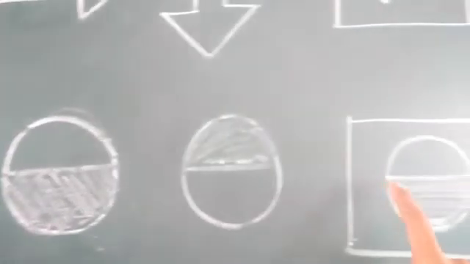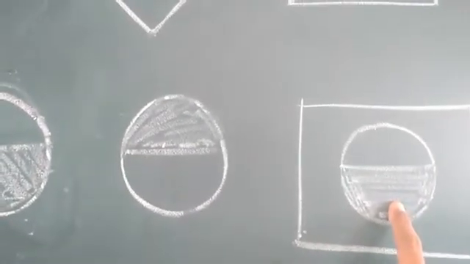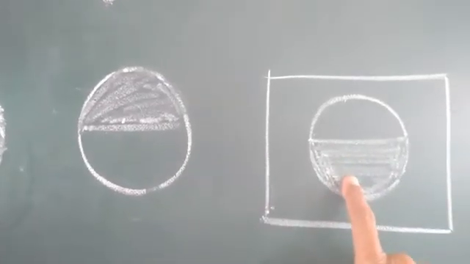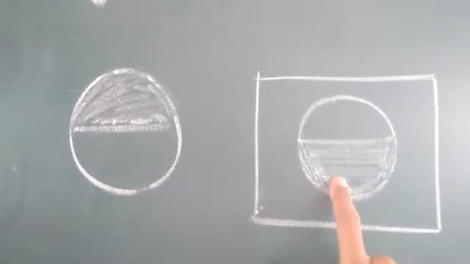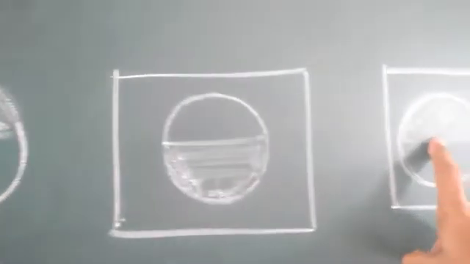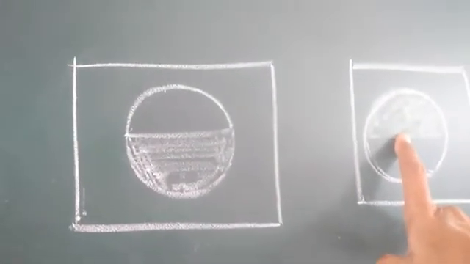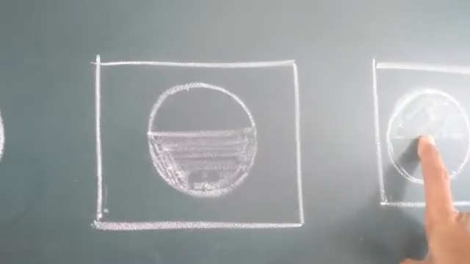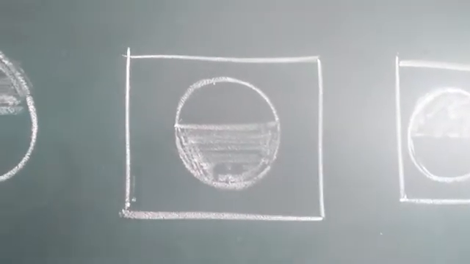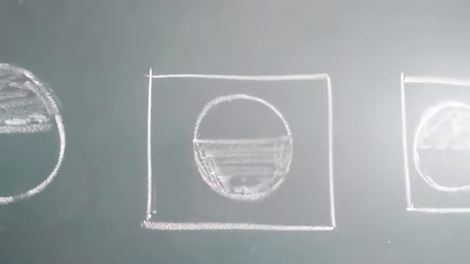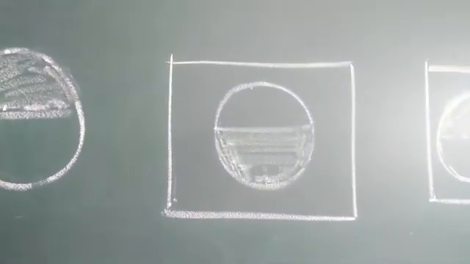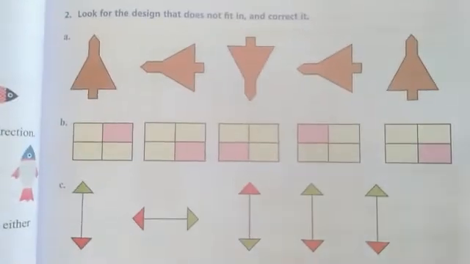Again we have to complete the figure in the box. Then again a half turn, we will get the shaded portion below. Next one is the shaded portion above the line. Okay. So this is the way you have to complete the pattern. Very simple, but identify how much you want to rotate the figure.